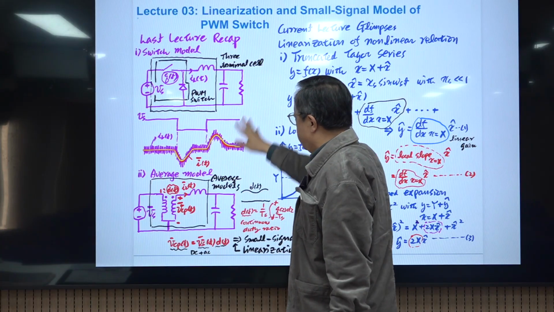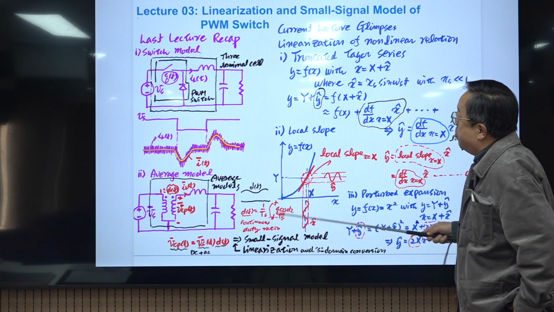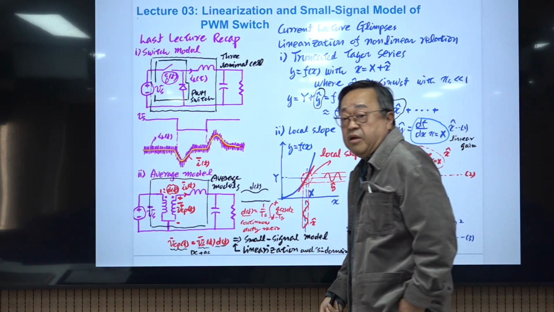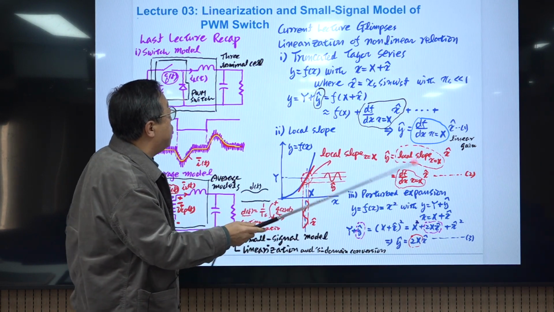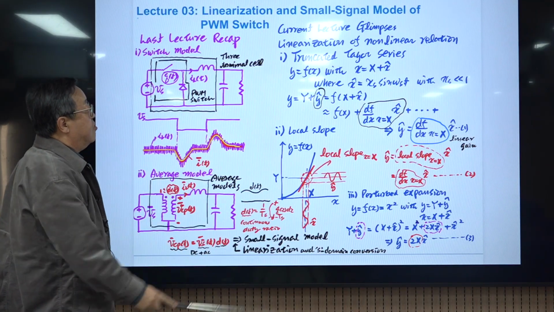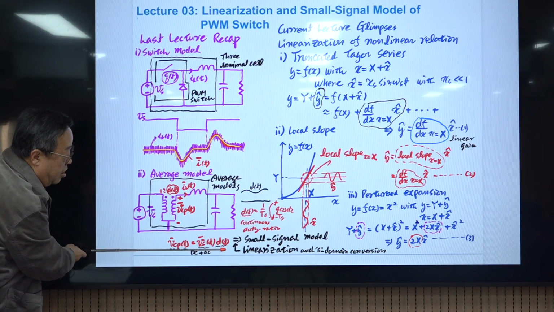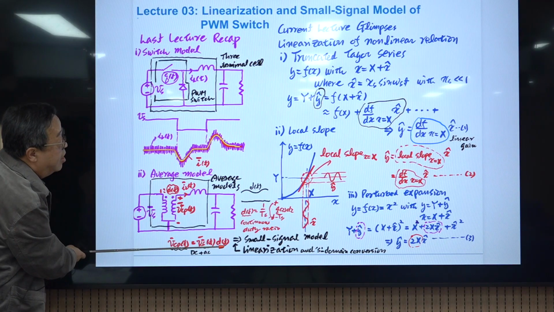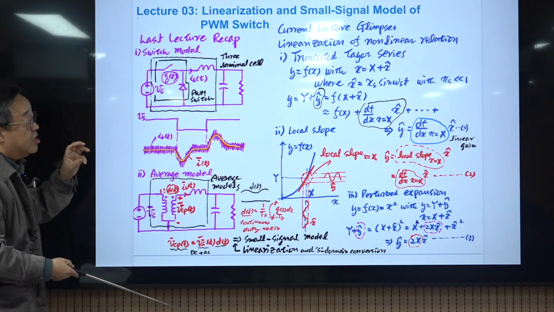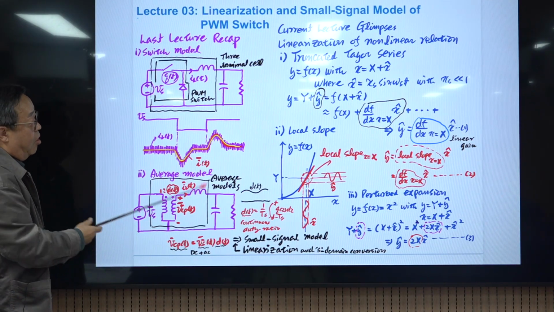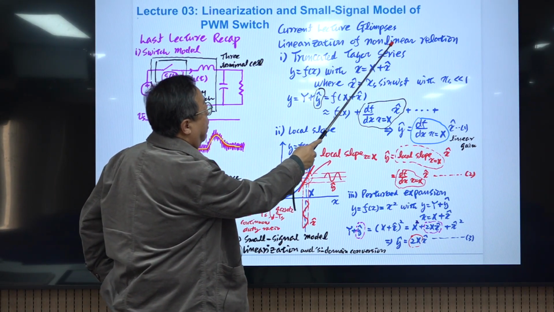So this is general discussion, and all of this is a review of the previous lecture. Now we have a glimpse of the upcoming lecture. In this lecture, we'll discuss the linearization of a nonlinear relationship, something similar to this. This is the nonlinear expression, and we want to apply a linearization process to obtain the small signal model of it. So first we discuss the linearization process of a nonlinear relation.